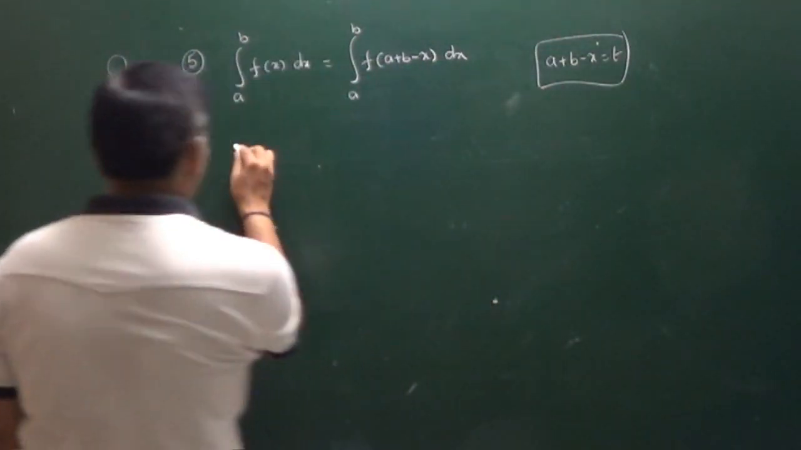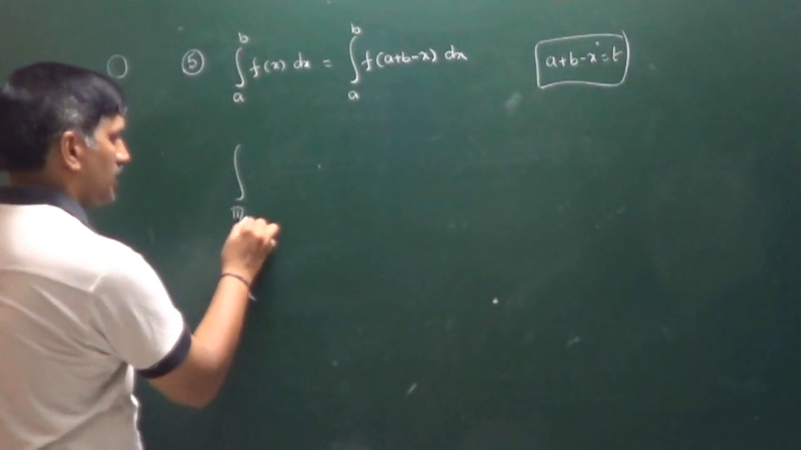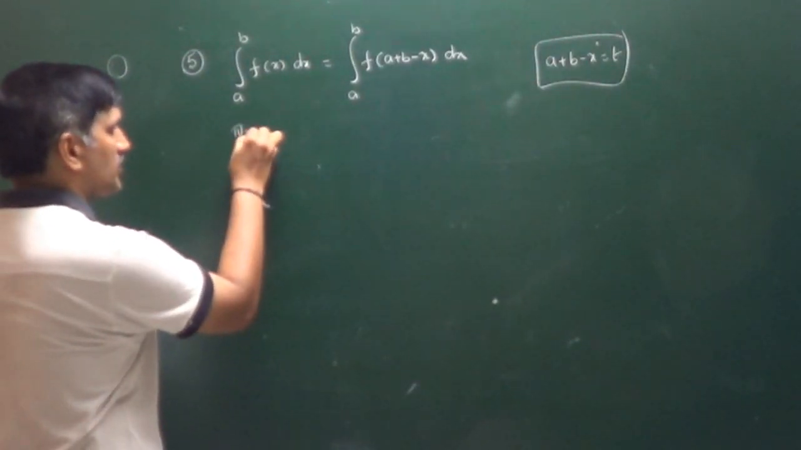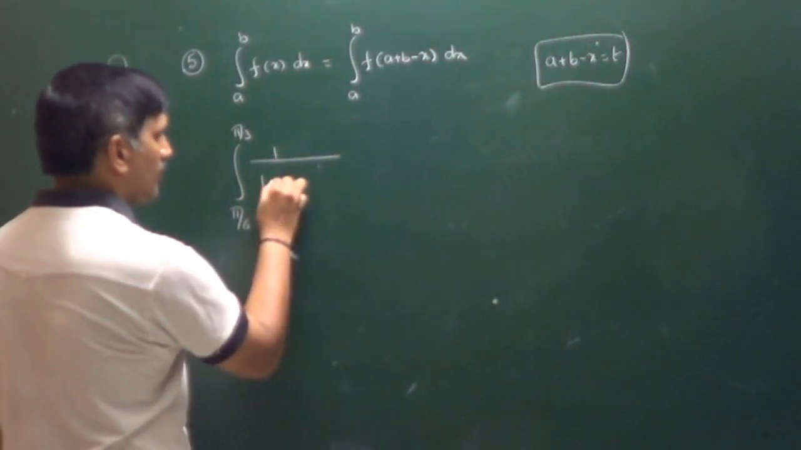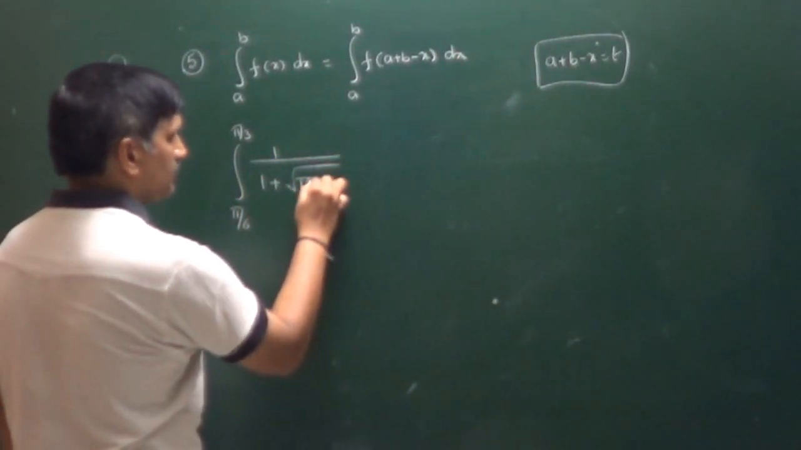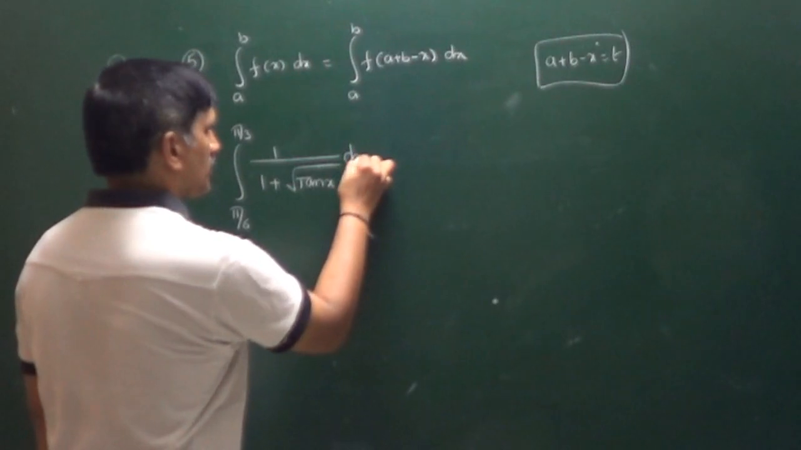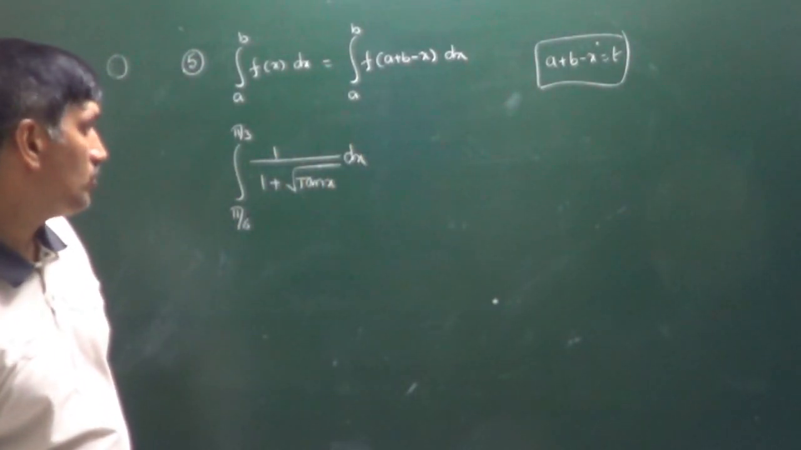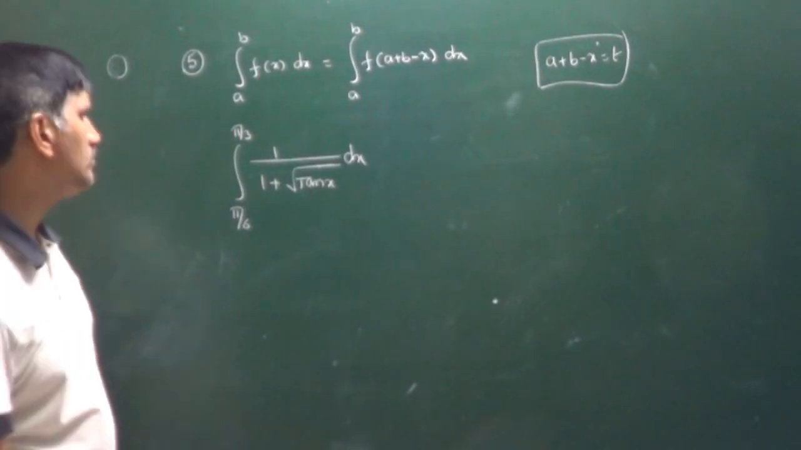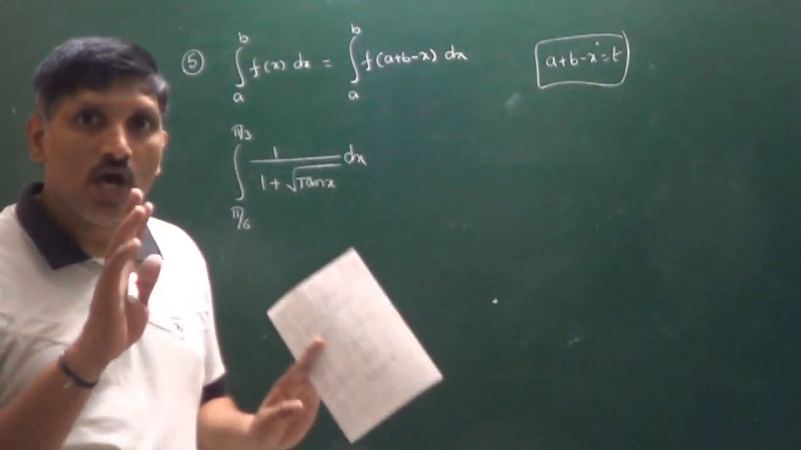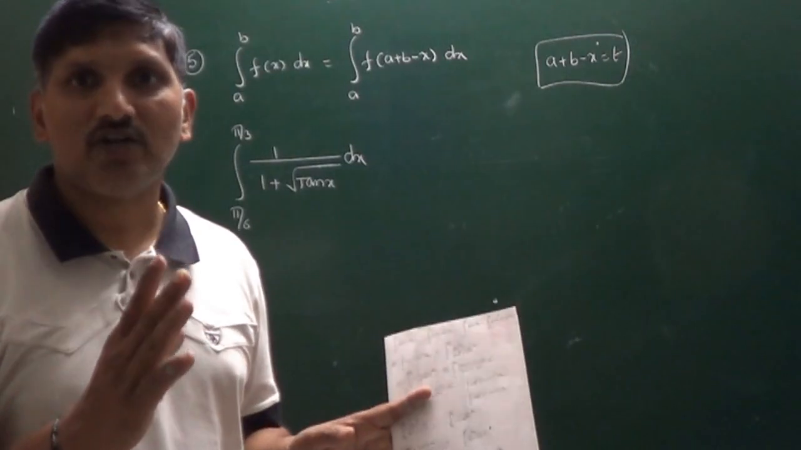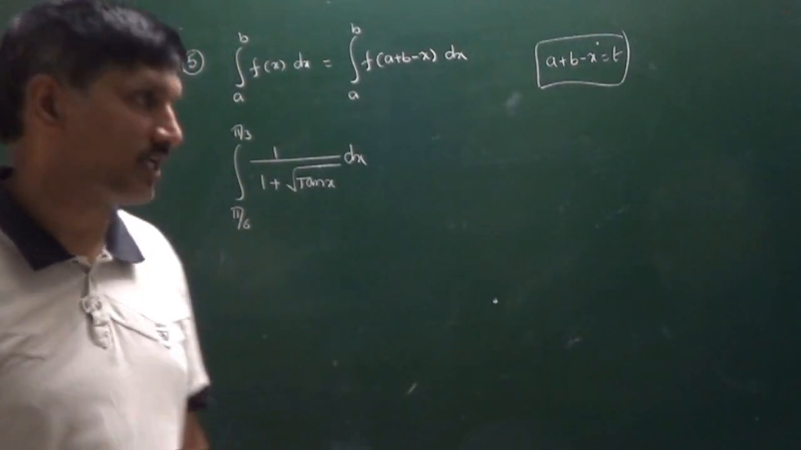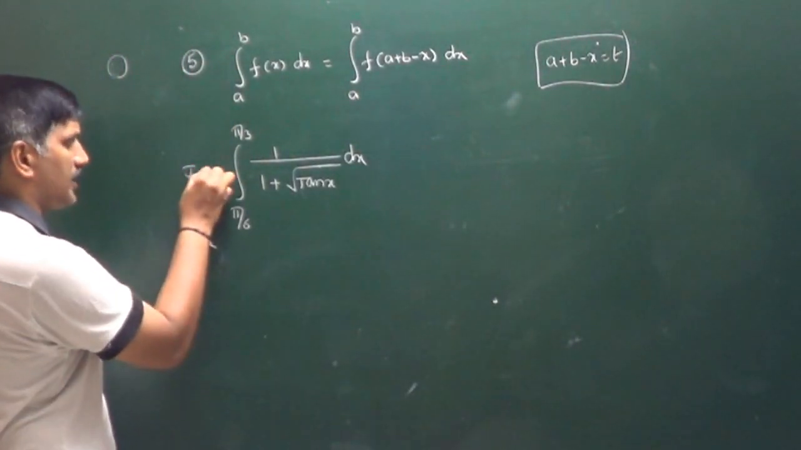Now this is the problem you can take here: integral pi by 6 to pi by 3 of 1 by 1 plus root of tan x. That is the question. First of all, I will discuss how to do this question in the board exam. After that we will discuss how to write the answer directly. Let us say this is equal to I.